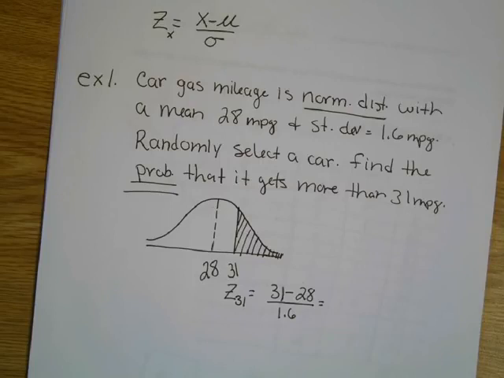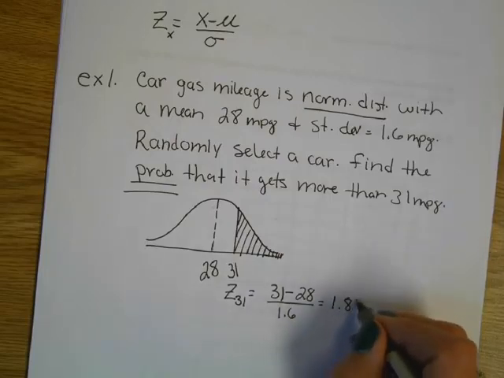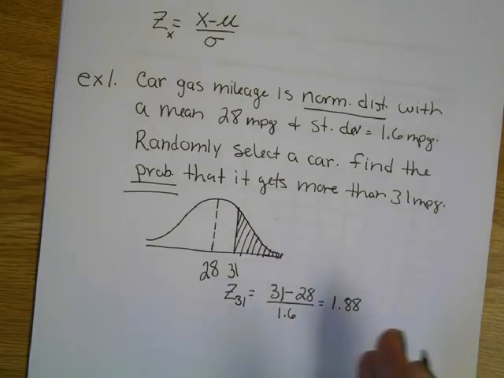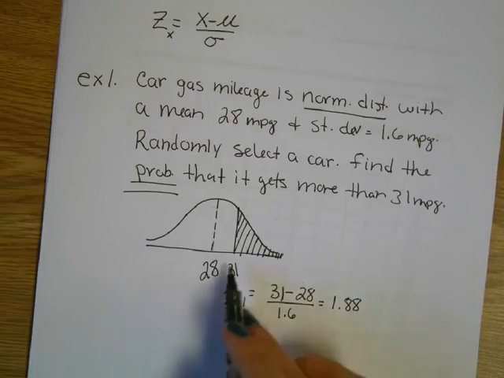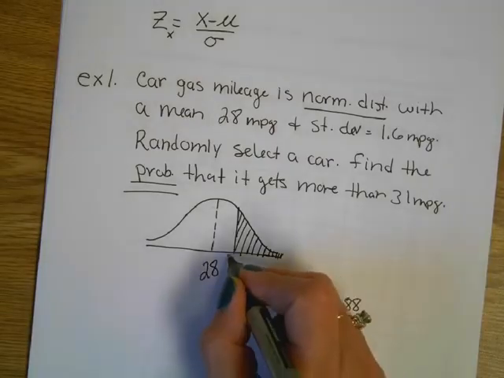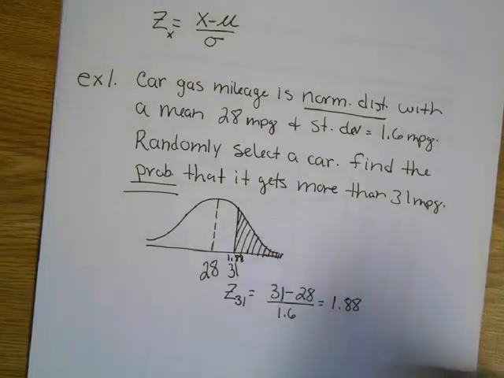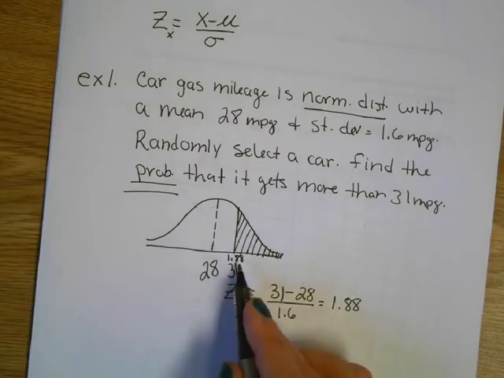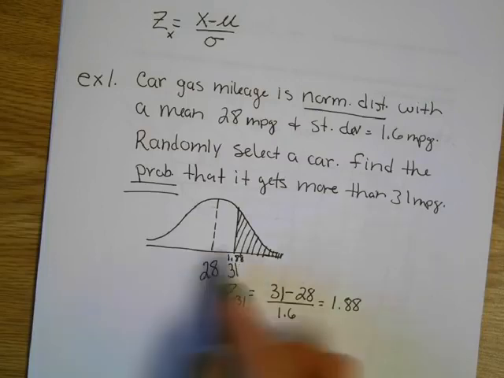Try again. 1.88 sounds better. 1.88. Yep. Remember, z-scores only go up to like 3. So a 1.88 z-score. So this z-score is 1.88. So if we look up 1.88, what area is that actually representing? To the left.